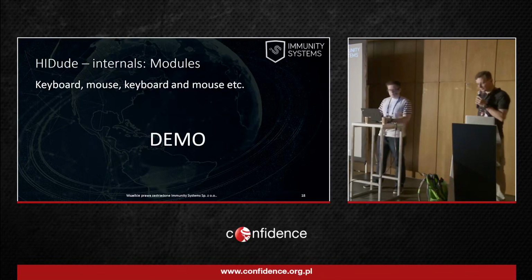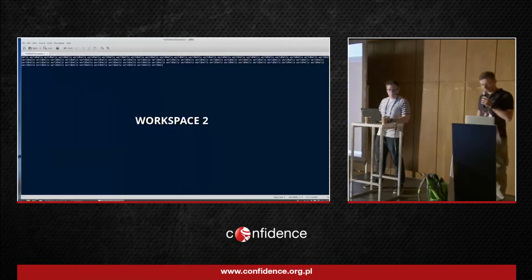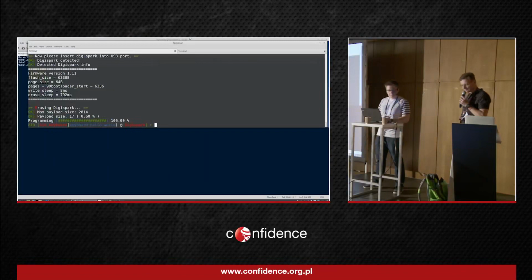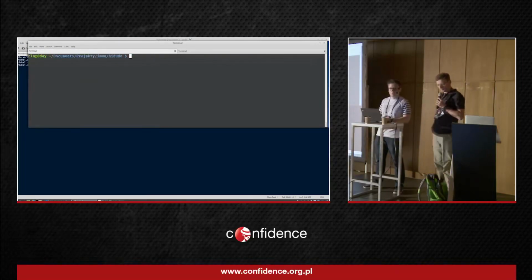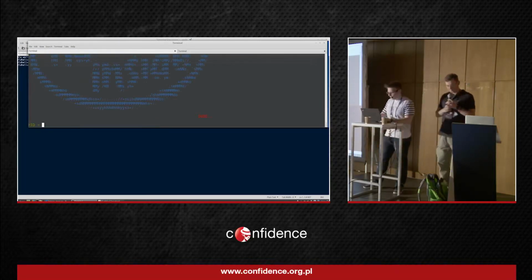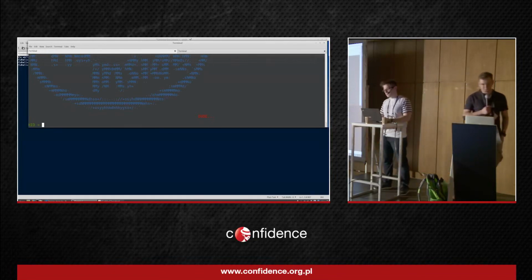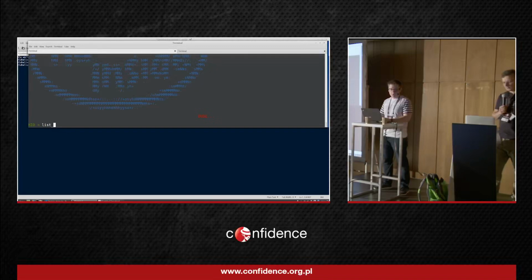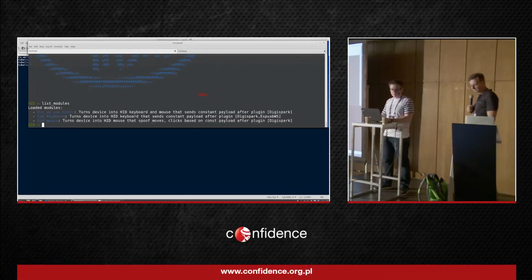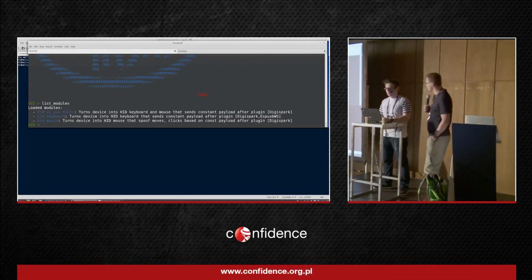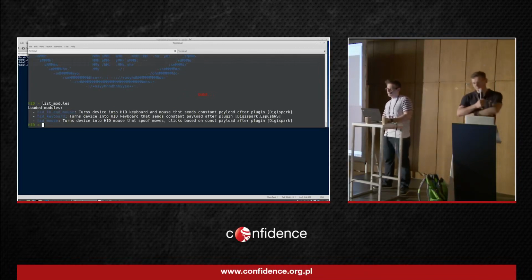So let's learn something. I will show you how you can use our platform. First of all, when you execute our platform, you have some commands that will show you which of our device modules are supported. They are list modules, for example. As you can see, we have 3 modules: for emulating mouse, for emulating keyboard, and for emulating mouse and keyboard on the same device.